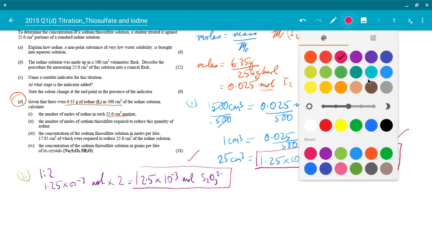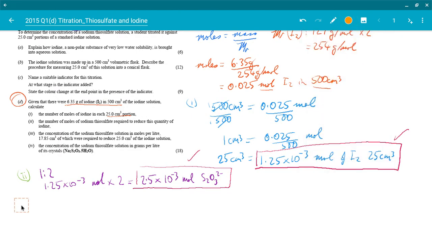Now, third one. Part 3, the concentration of sodium thiosulfate solution in moles per litre, 17.85 centimeters cubed of which were required to reduce 25 centimeters cubed of the iodine solution. Okay, so this is the number of moles that reacted with the iodine. This is the ratio, 1 to 2. So this is the number of moles in 17.85 centimeters cubed. That's where I start.